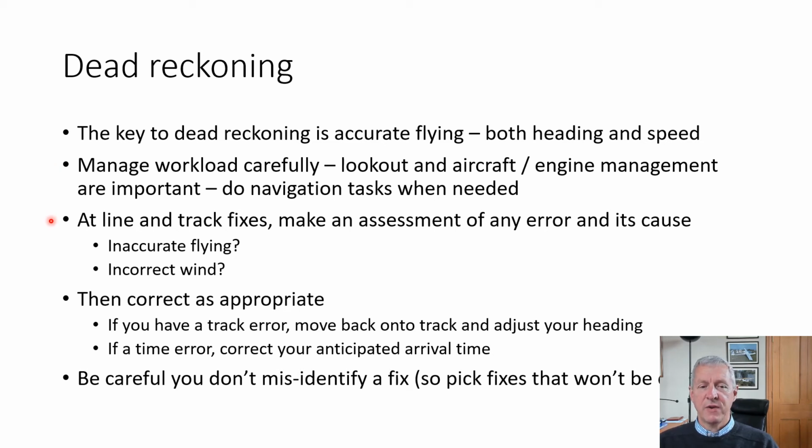And at those fixes, both line and track fixes, we make an assessment of any error and its cause. Is it inaccurate flying? Is it an incorrect wind estimation? And then we make a correction as appropriate. So with the track error, we move back onto track and adjust the heading. And if it's a time error, we correct the anticipated arrival time. Be really careful about misidentifying fixes. So pick fixes that won't be misidentified.